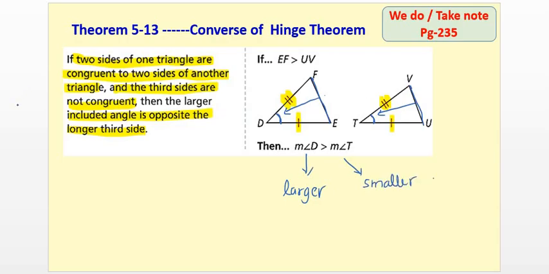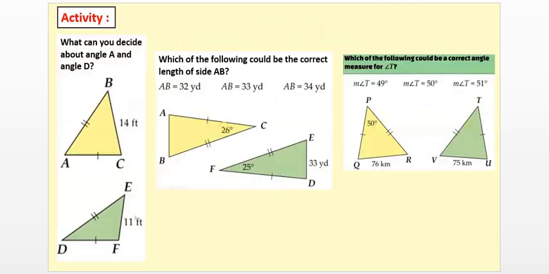Clear? So the Hinge theorem was about deciding about the size, and the converse of the Hinge theorem is deciding about the angles. Is that clear? Now, if you remember, in the beginning of this video, I asked you to pause the video and get the answers of these 3 questions. If you have found the answers, please check your answers.